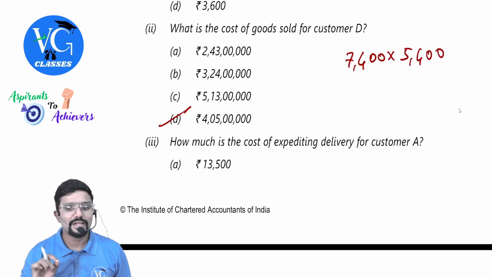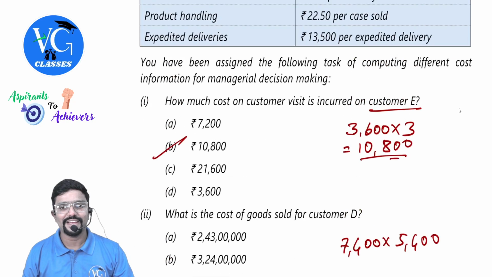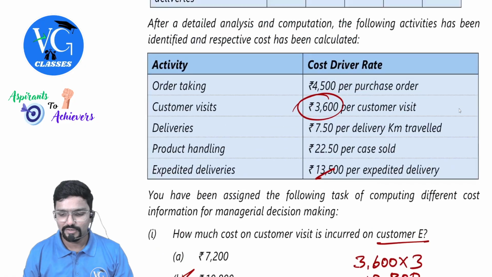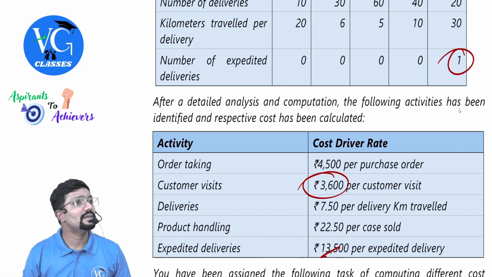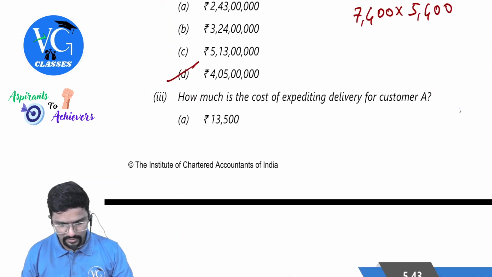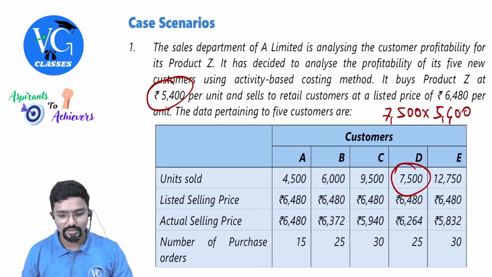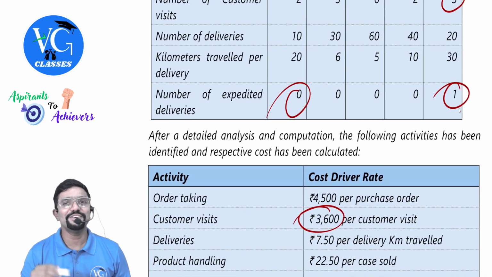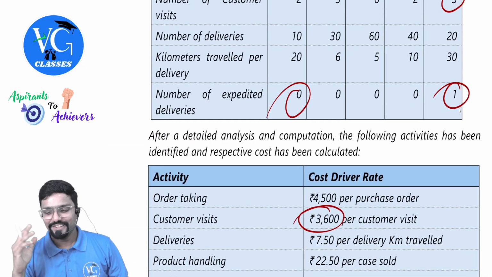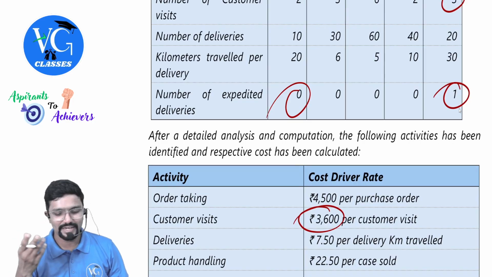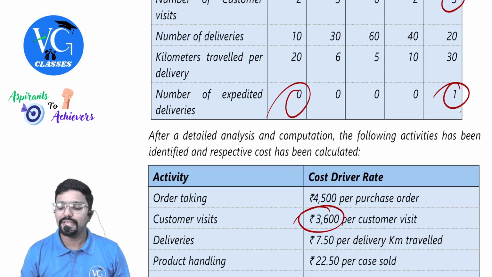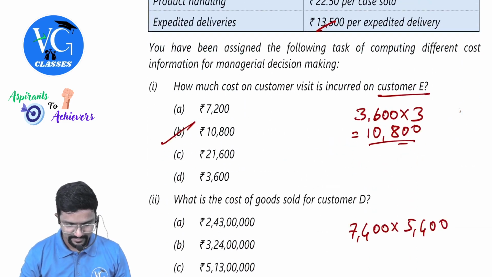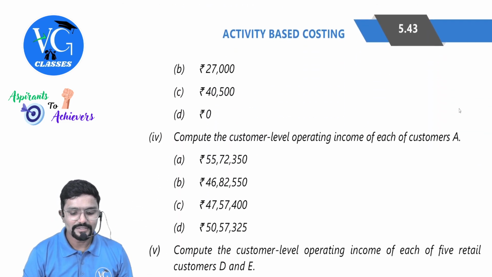How much is the cost of expediting delivery for customer A? Easiest question. 13,500 into 1. But there is no expedited delivery for A. If they had asked for E, it would have made sense, 1 into 13,500. But for A it is 0.